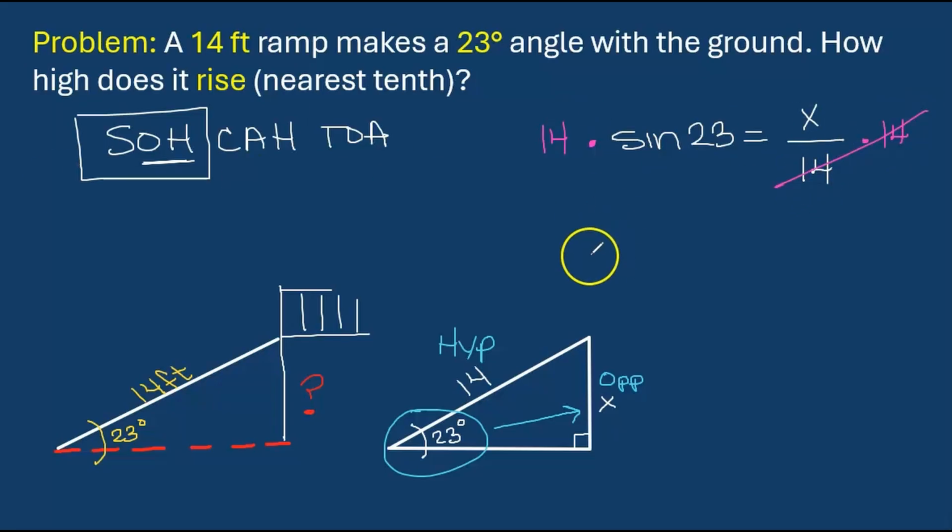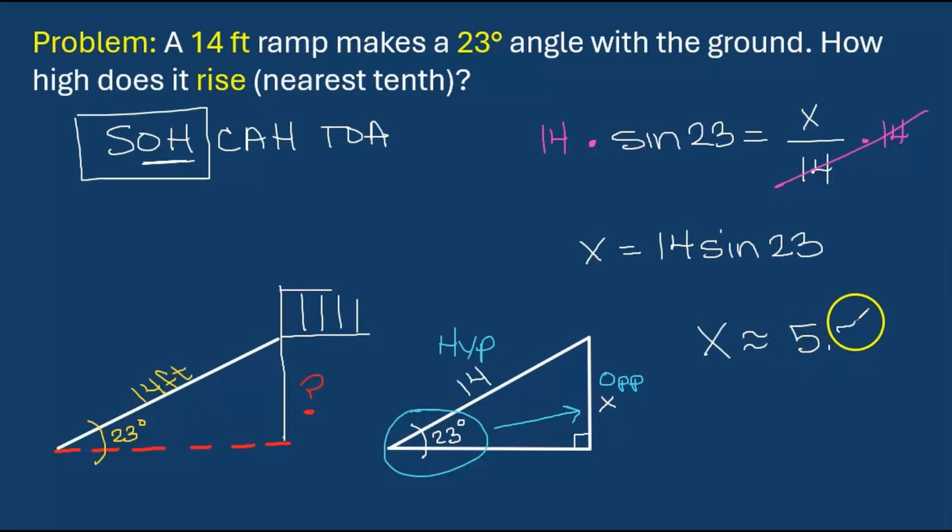This gives me x is equal to 14 sine of 23. And when I put that in my calculator, I can round it off to 5.5 feet.